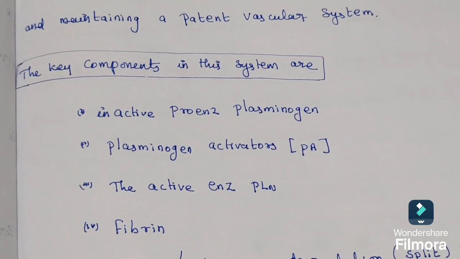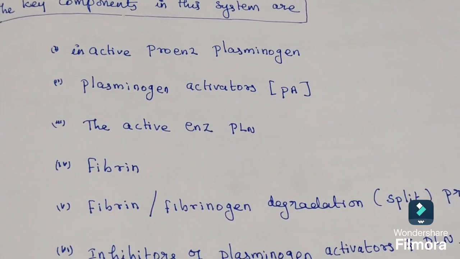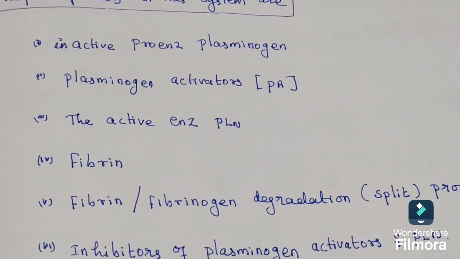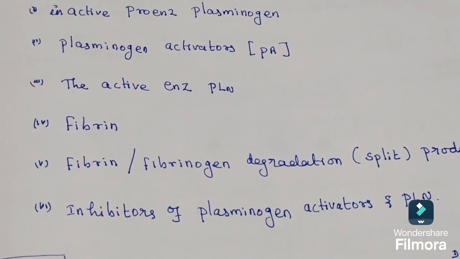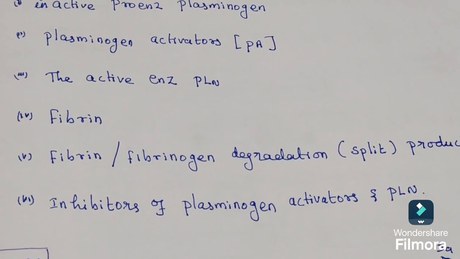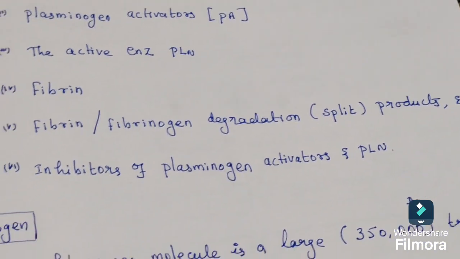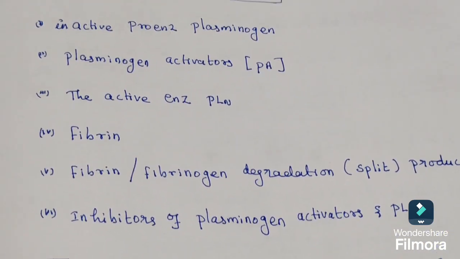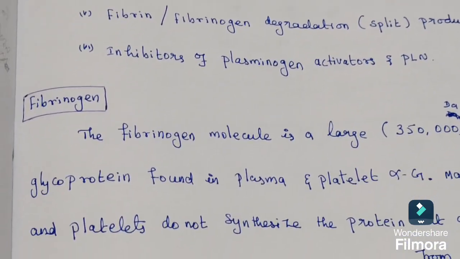Next is the key components in this system. What are the key components presented? The inactive proenzyme plasminogen, then plasminogen activator, then the active enzyme plasmin, then fibrin, then fibrinogen degradation products, and inhibitors of plasminogen activator and plasmin. These are the key components presented in this system.